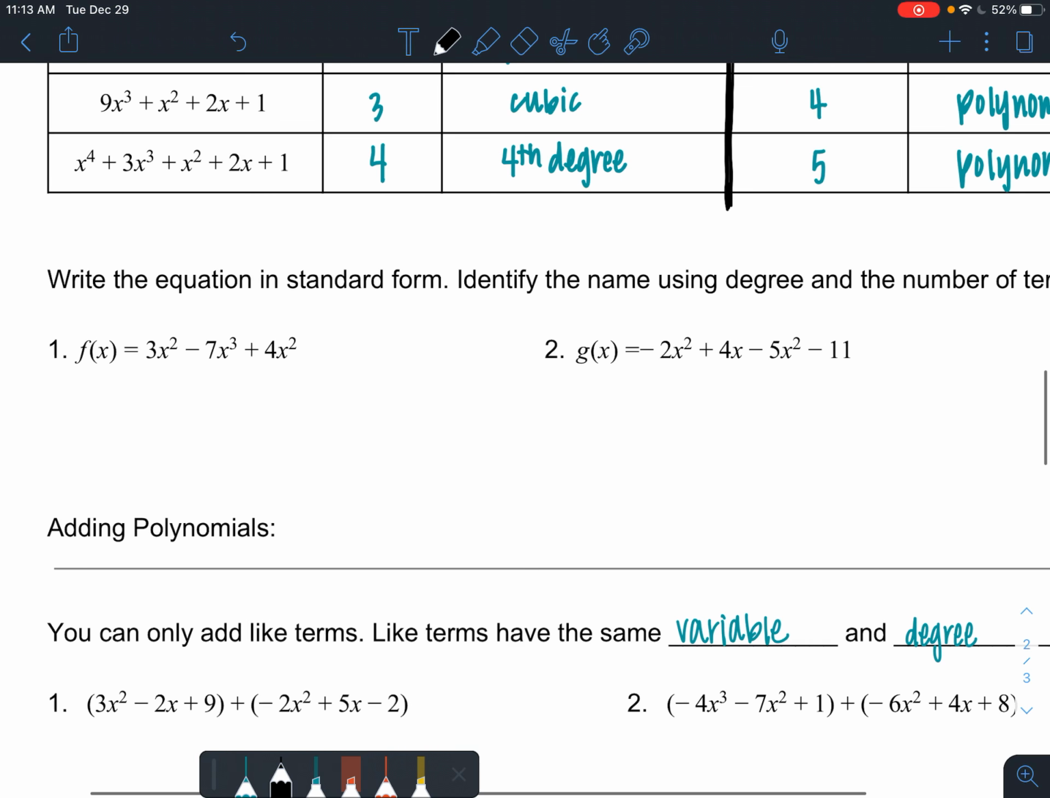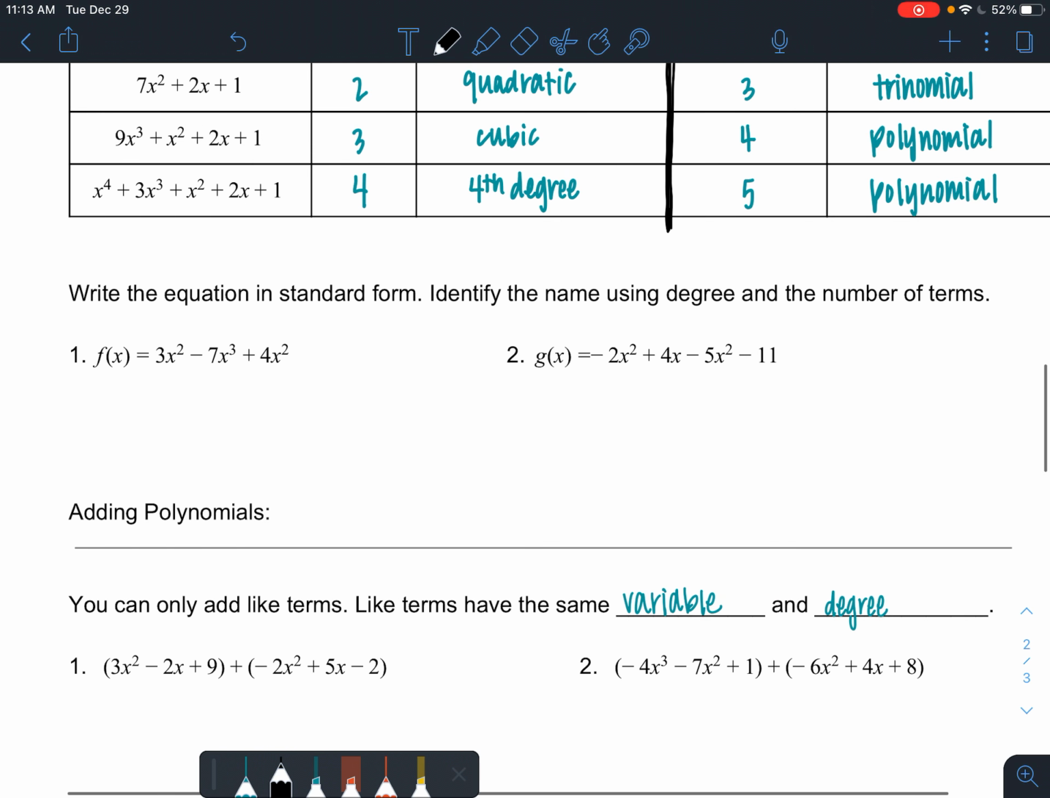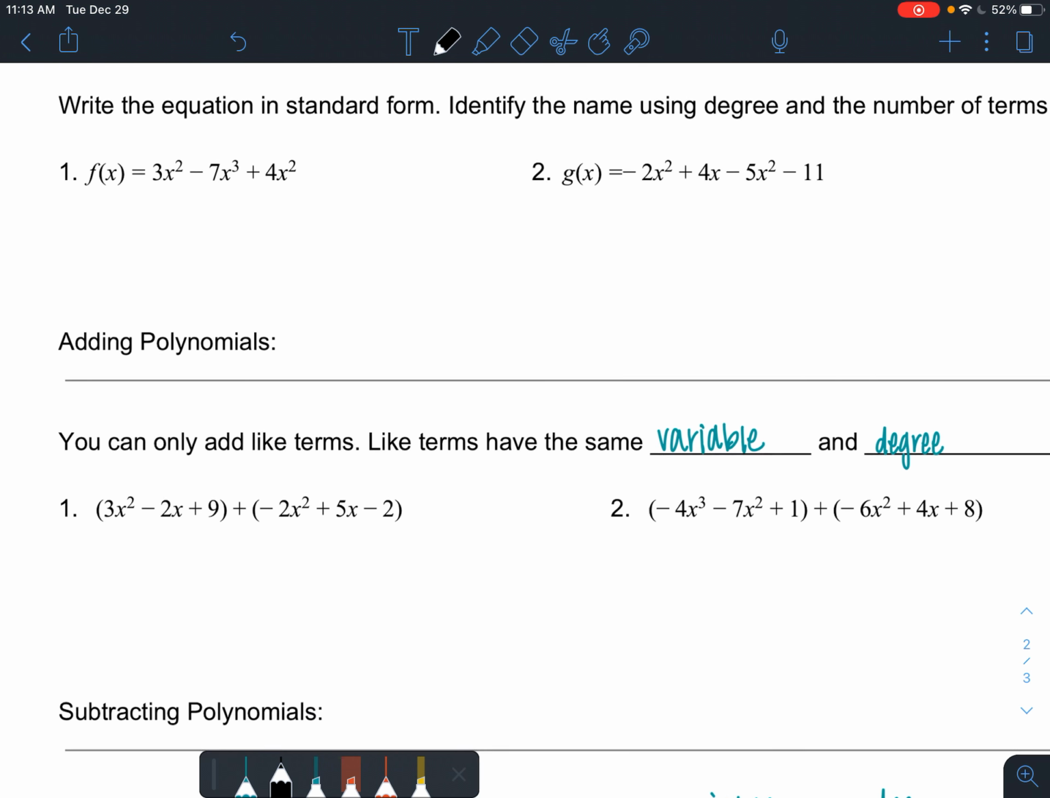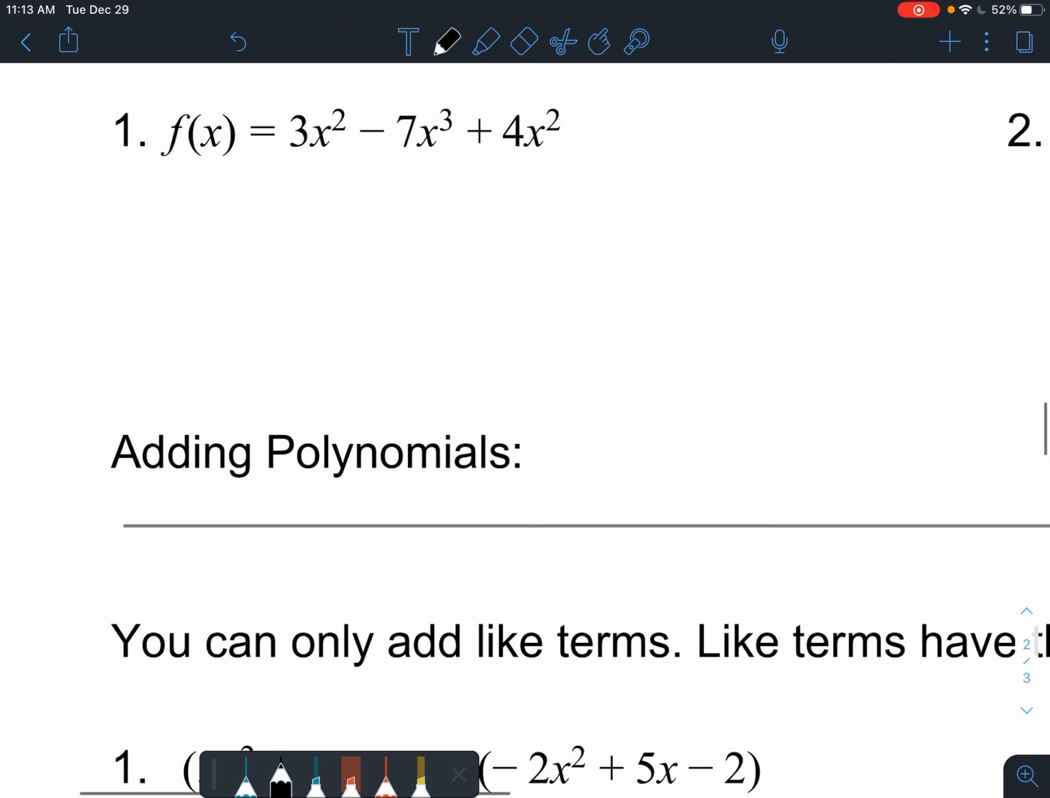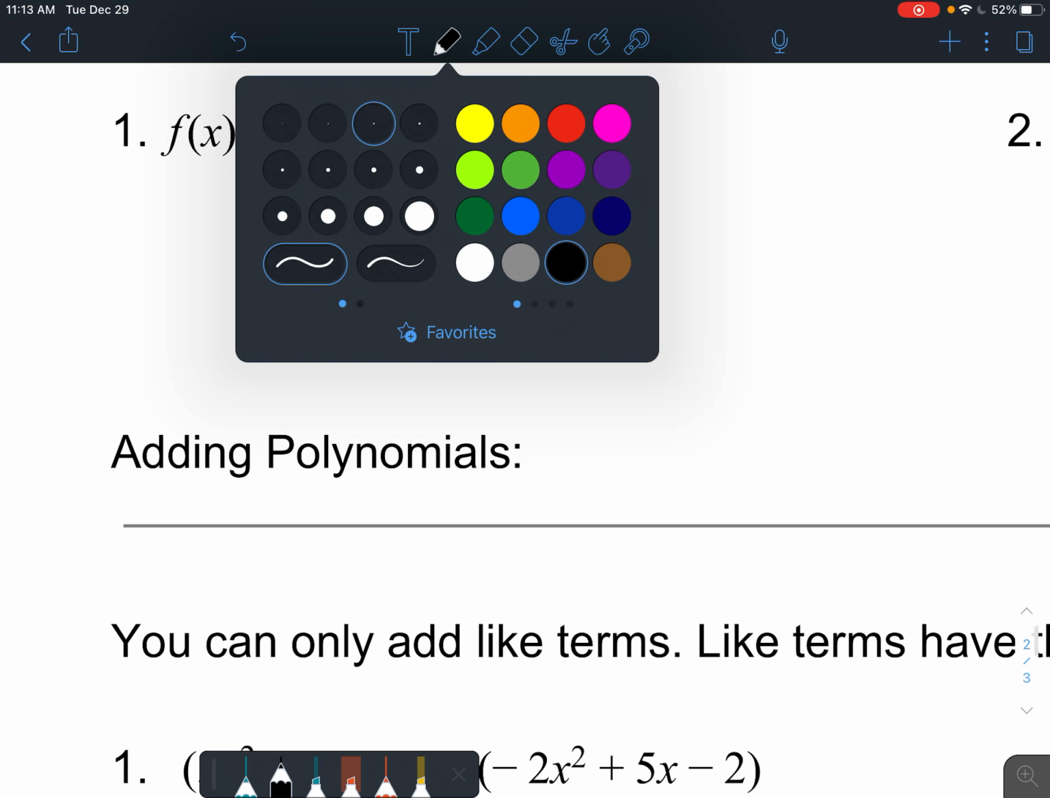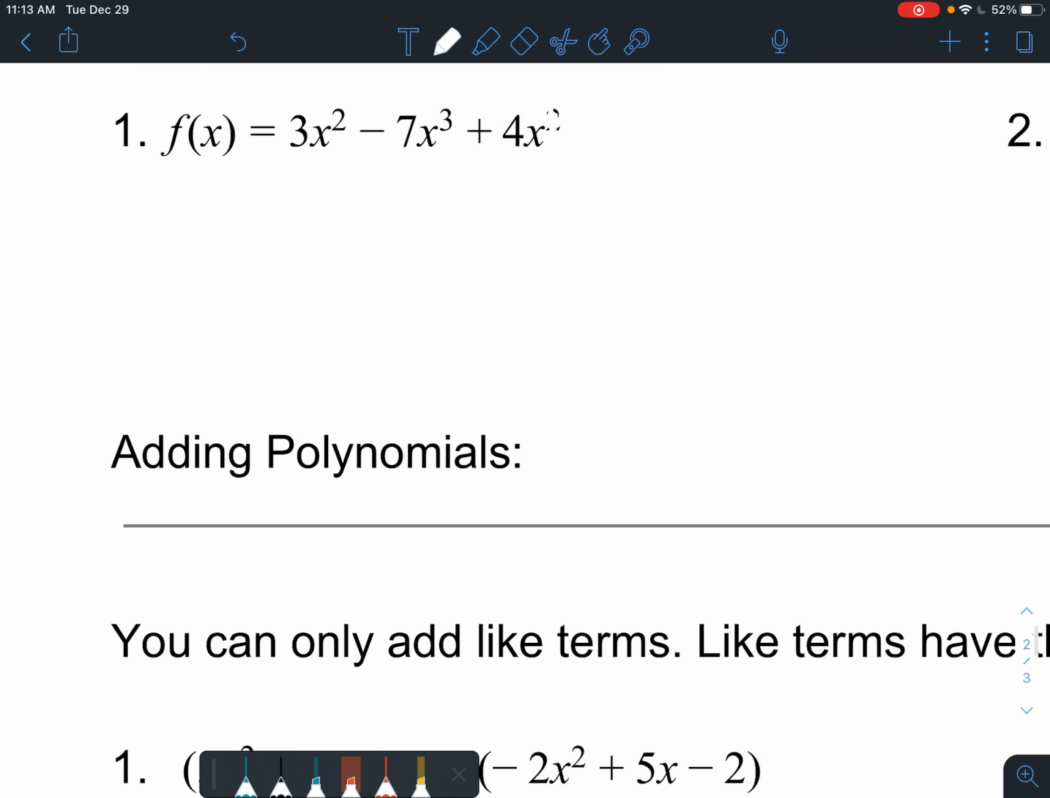Okay, so we want to write these equations in standard form and then identify their name. So here, let's actually get rid of this 2 here. Okay. So the way that we would rewrite this, we want to put it in order. So negative 7x to the third, then 4x squared plus 3x.